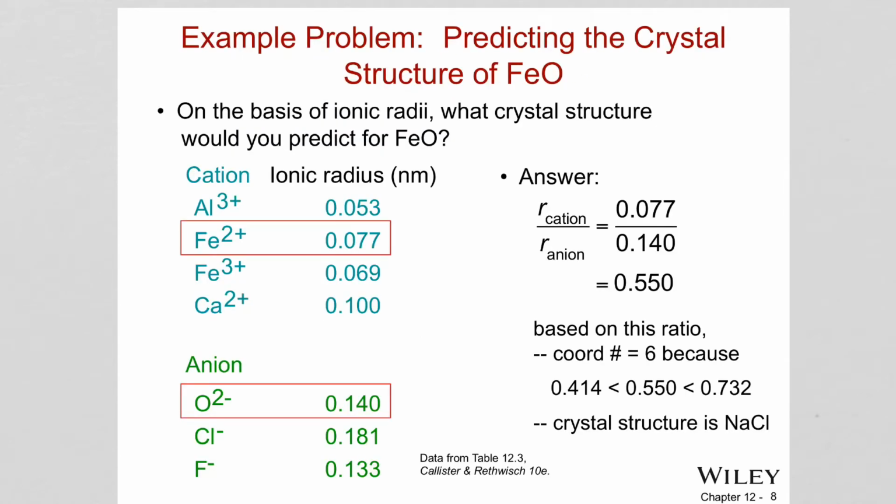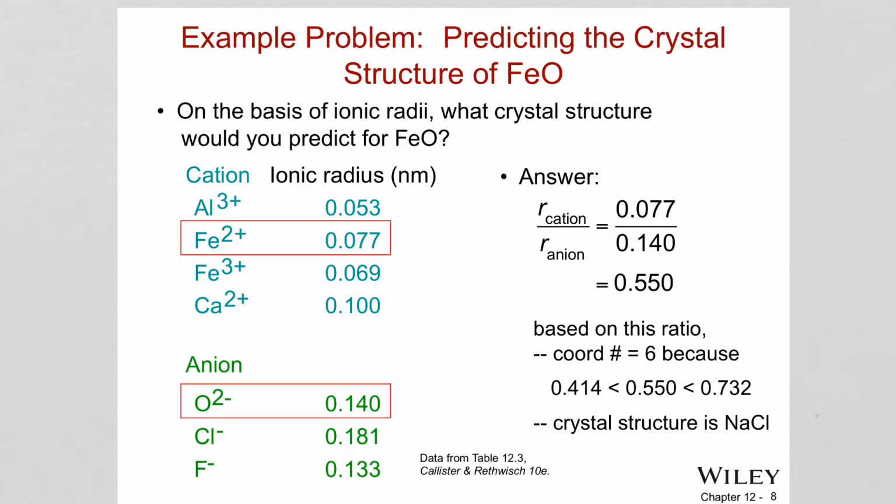So let's take a look at an example. Here we are going to predict the crystal structure of iron oxide. On the basis of ionic radii, what crystal structure would you predict for iron oxide? Here we look at the ionic radii of the iron and oxygen. Of course, we find those from tables given to us in this problem or in any kind of problem.